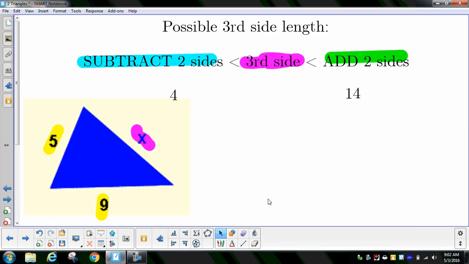So that means that the third side, this side X that I highlighted in purple, needs to be bigger than 4 and smaller than 14. So it's going to be something that's bigger than 4 but smaller than 14. It could be anything between those two numbers. It can't be 14 and it can't be 4. It's got to be bigger than 4, smaller than 14.